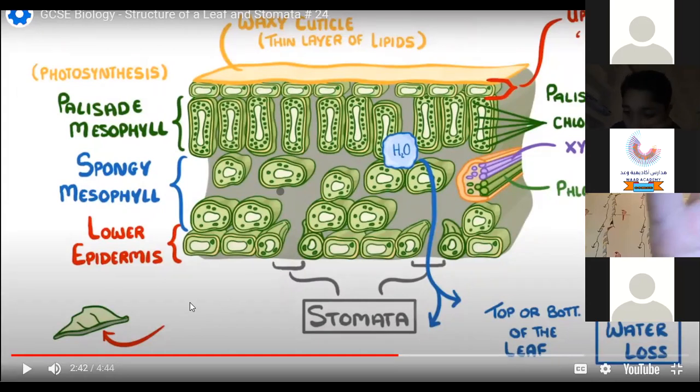Can you say the second layer again, Mister? The second layer, let me draw it again for you guys. Let me get the marker. This is your spongy mesophyll, the spongy layer. This middle section contains some gaps between the cells so that the oxygen and carbon dioxide molecules can move around and water can move around as well. Right? Okay. So let's listen to the video.